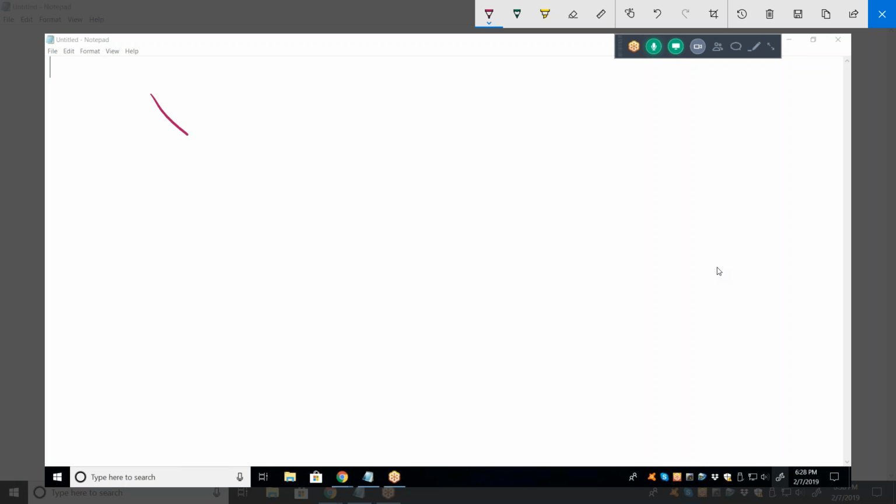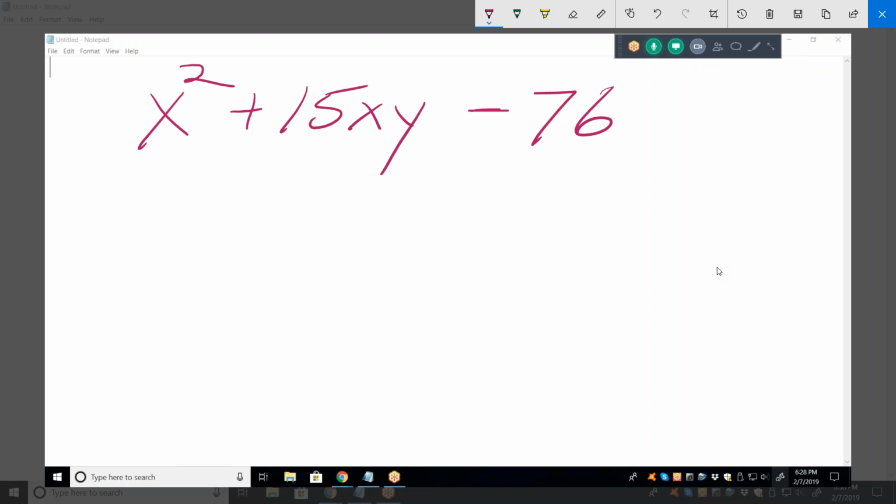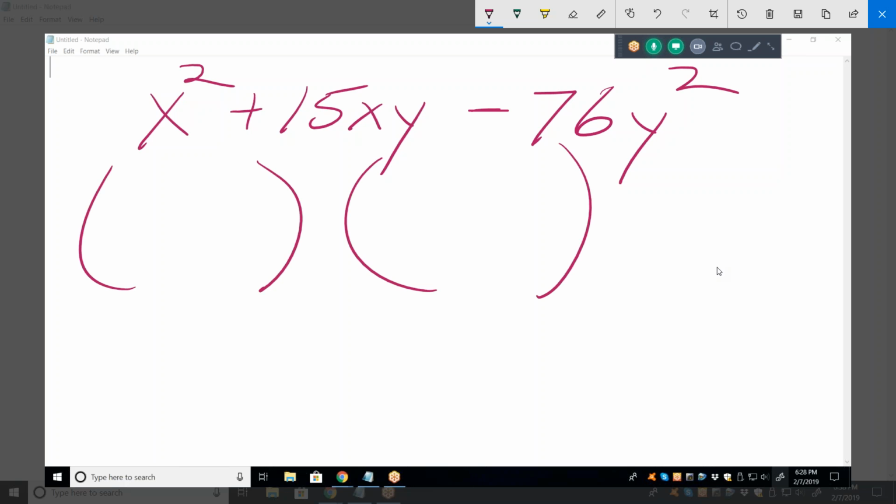X squared plus 15xy minus 76y squared. Notice they've done the same thing with this as they did with the other one. They've added a y, but it's not going to change the way we do it. First step: x's on both sides. Next step: it would be a plus and a minus. There's only one way you can produce that minus, and that is if you have opposite signs.